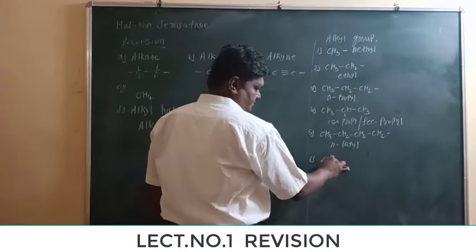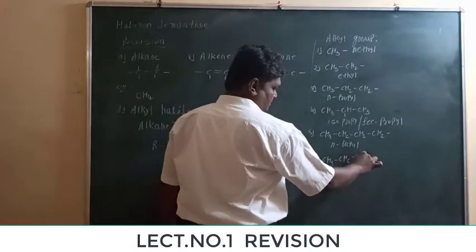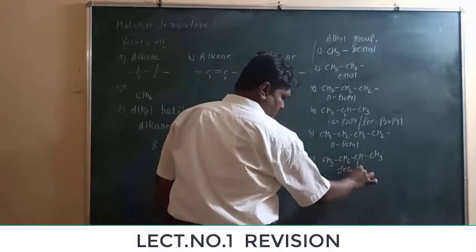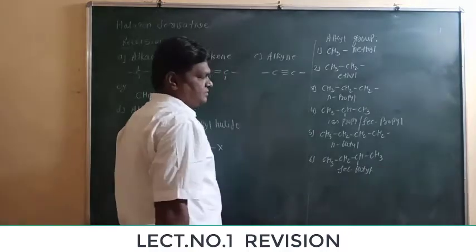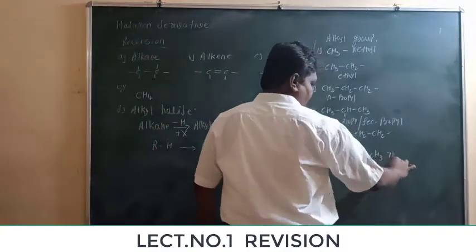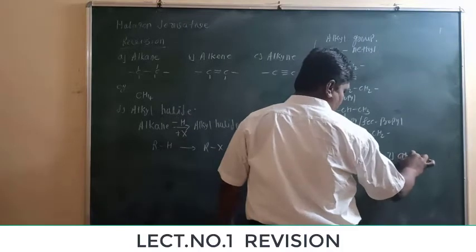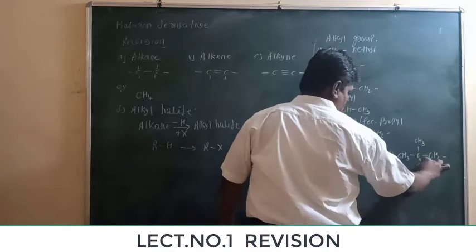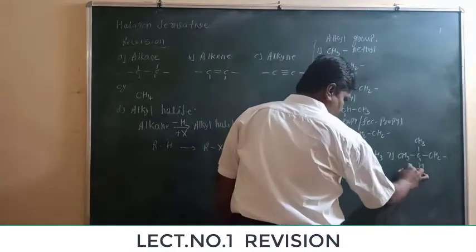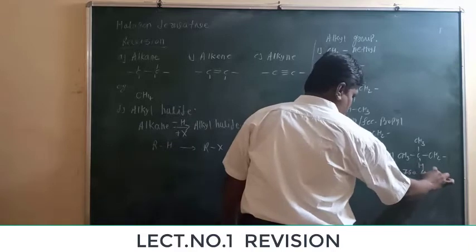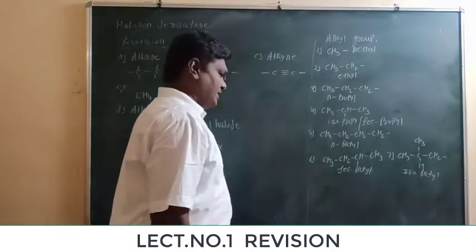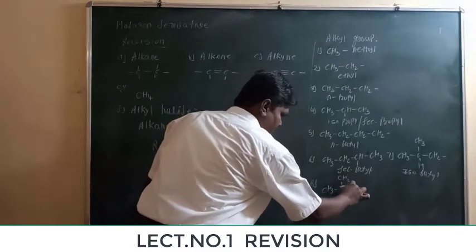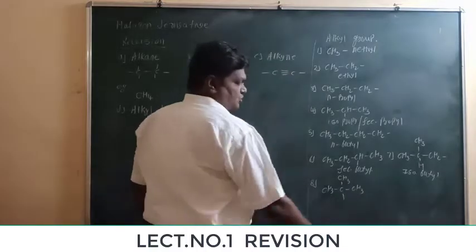Next one, this is called secondary butyl. Seventh one, this is called isobutyl. And the last one, this is called tertiary butyl.